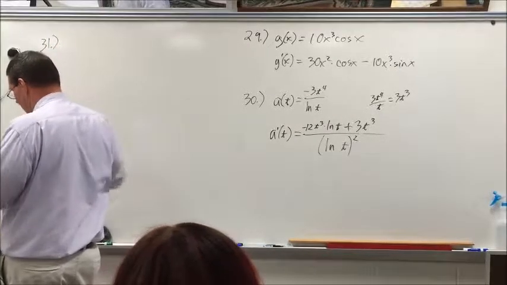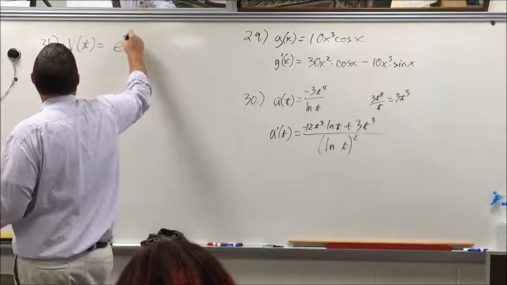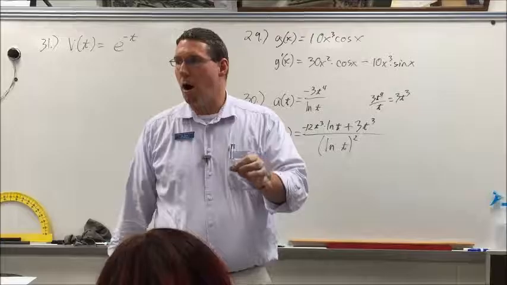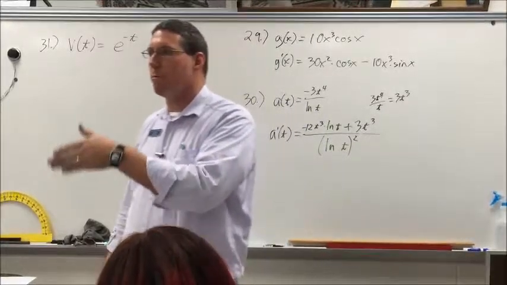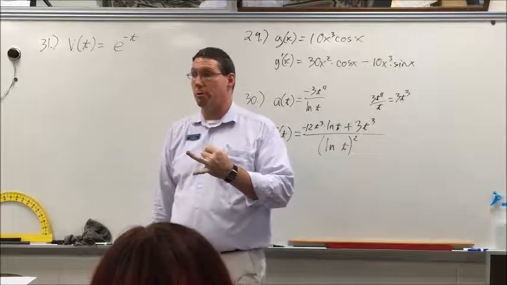31. V of t is e to the negative t. I love this one. It really throws a lot of people off. This is a very, very simple problem that can be given to students to determine whether they know how to find the derivative of an exponential function and apply the chain rule.